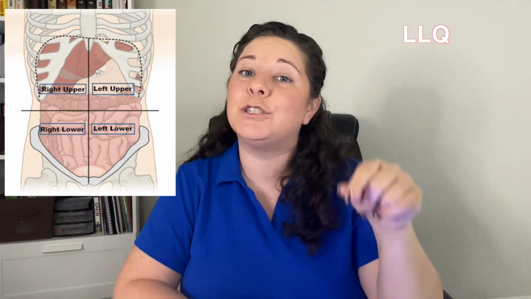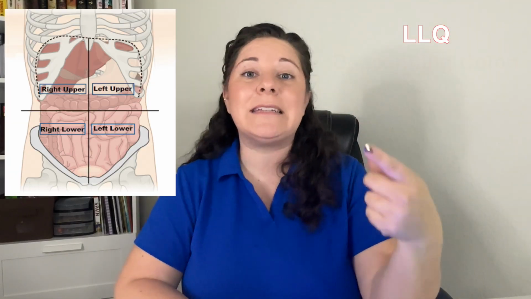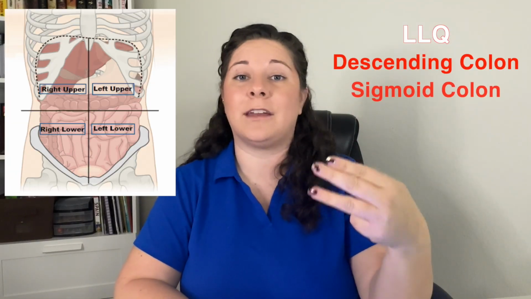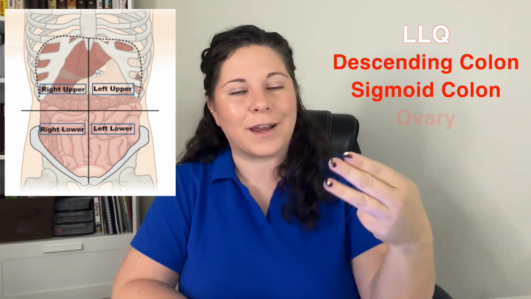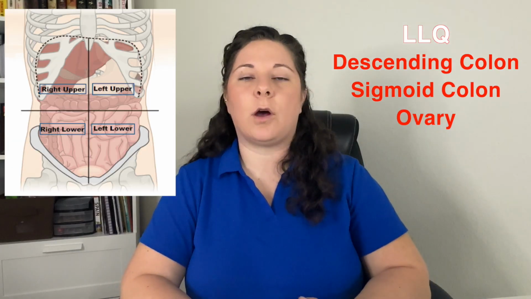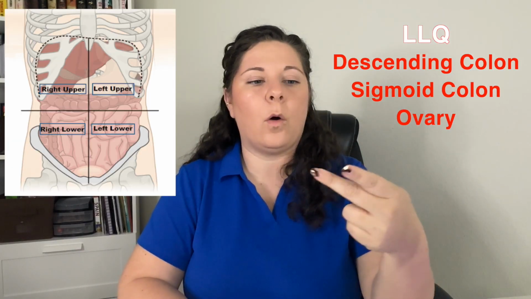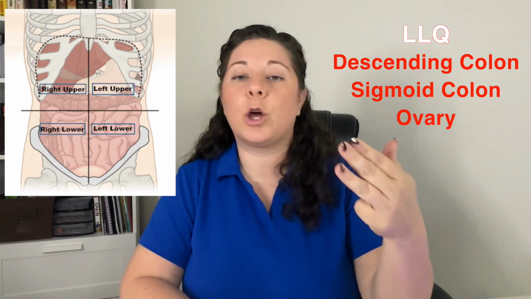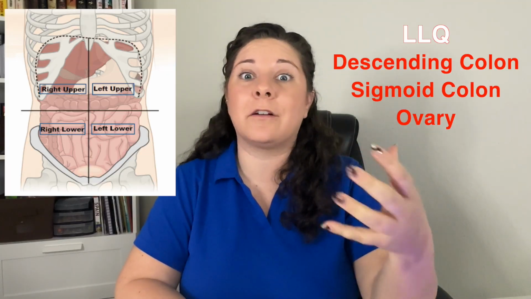Finally, the left lower quadrant. We're going to see the descending colon, the sigmoid colon, and in our female patients, an ovary, the left ovary. So pain in this left lower quadrant is often diverticulitis or constipation, could be torsion or an ovarian cyst. So a classic EMS example could be pain in the lower left quadrant with fever and diarrhea. That's diverticulitis. That is my first differential that I think of with that pattern.